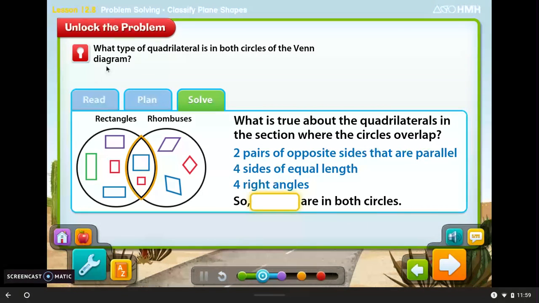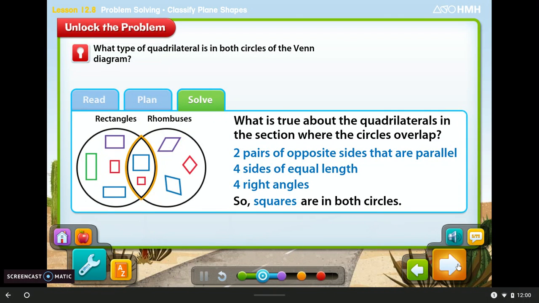So we have rectangles, we have rhombuses, but both of those things are also squares, remember? Because a square has two pairs of opposite sides and right angles, which makes it a rectangle. And a square has two pairs of opposite sides that are parallel and four sides of equal length, which makes it a rhombus. But a rectangle can't always be a rhombus, but a square can be both. Do you understand how we used a quadrilateral Venn diagram to figure out that the middle is a square, right?